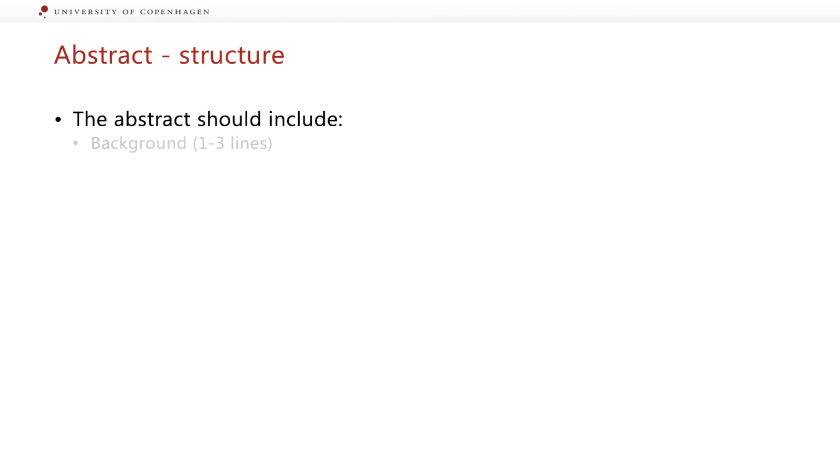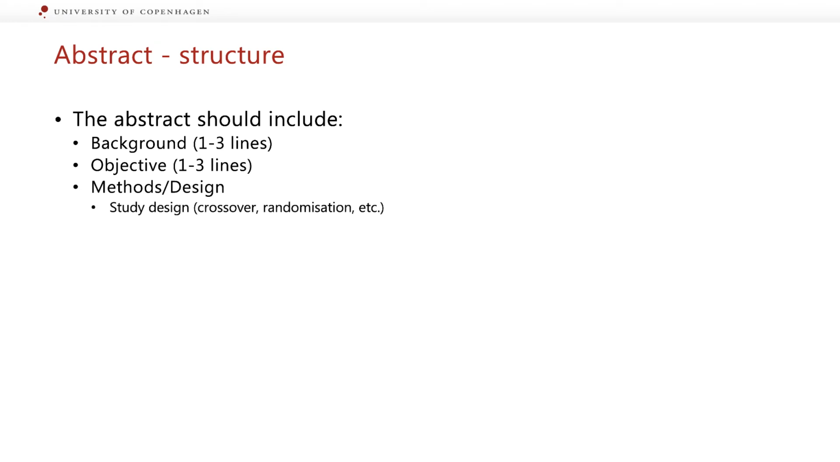The abstract should include a short section about your background, so 1 to 3 lines about the background, followed by just 1 to 3 lines about your objectives, your main aims, then something about the methods and design. And in that section, you should write something about the study design. That is how the study is conducted. It's a crossover study. How about randomization and blinding, etc. All the information that is crucial to your study design.